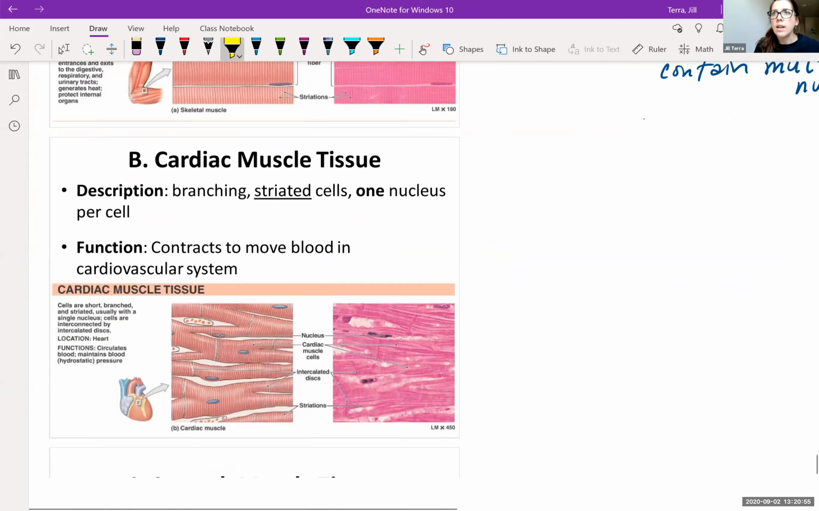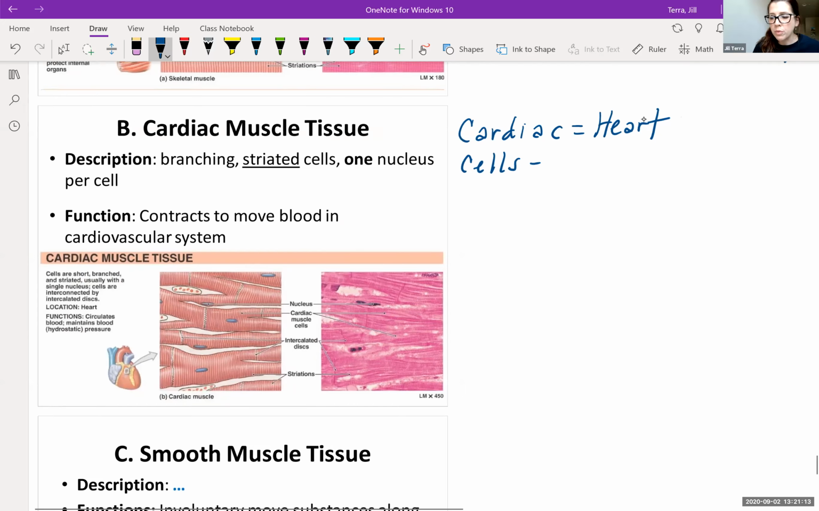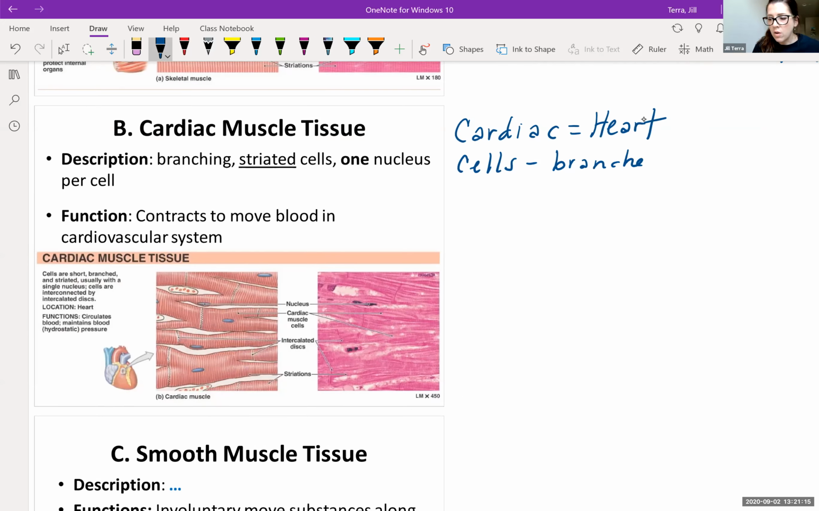And so cardiac, as we know, cardiac means heart, right? So this is the muscle tissue that makes up your heart. The cells are a little different. Here, the cells are branched, with only one nucleus per cell. They do have a striated or striped appearance though, just like skeletal muscle tissue.